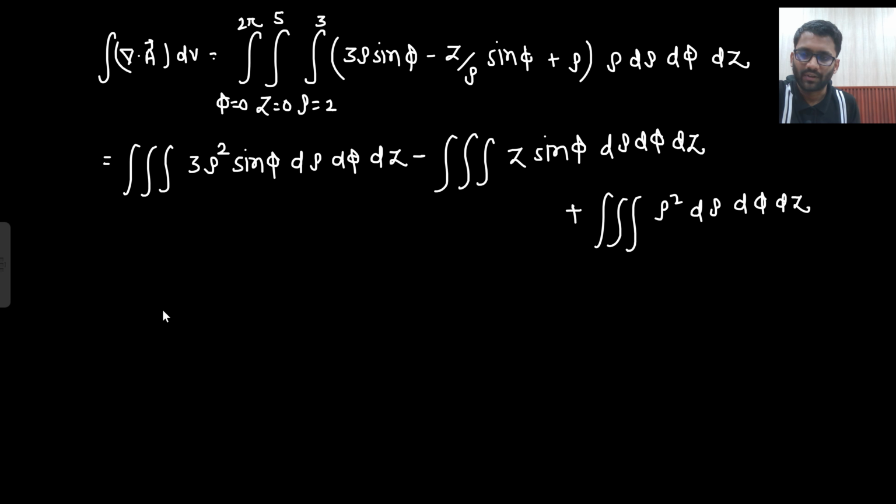Separately we need to put the limit. So here we are going to get rho cube by 3. So 3 and 3 will get cancelled. Limit of rho is from 2 to 3.